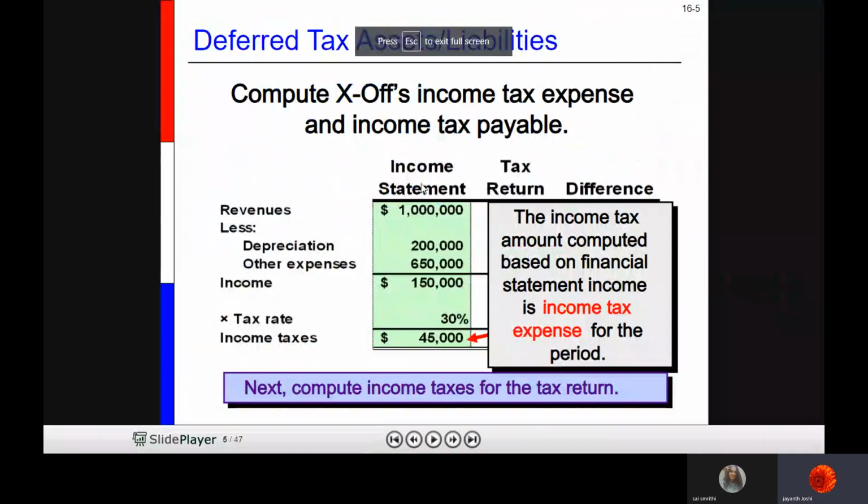So now this is income tax. This is the income statement, and then we'll prepare a tax return also. Okay, and we'll see the difference. So revenue 10 lakhs, depreciation straight line for financial report preparation. Other expenses are this, income is this, 30% tax on that. This is income tax expense. Okay. Let's see the tax return.